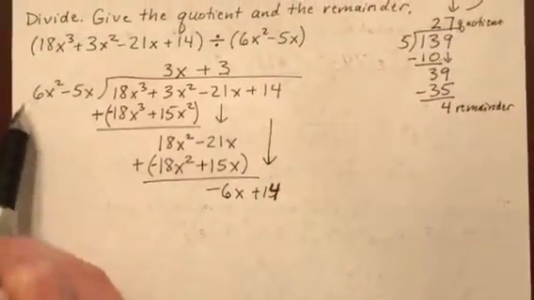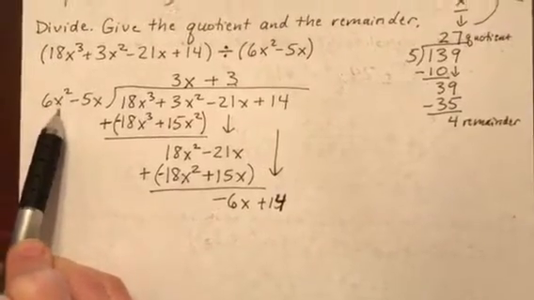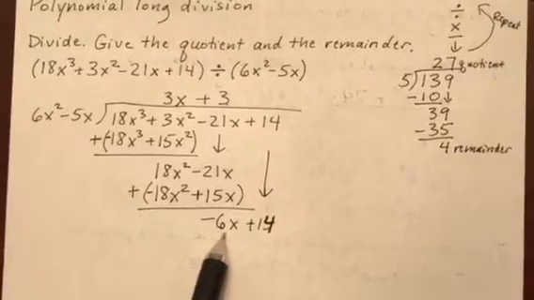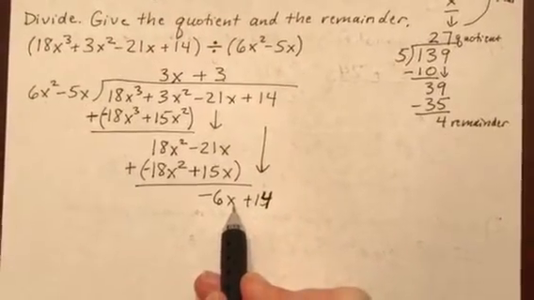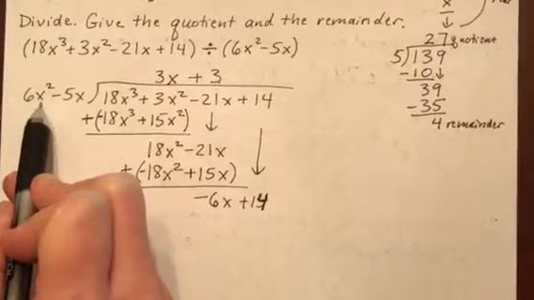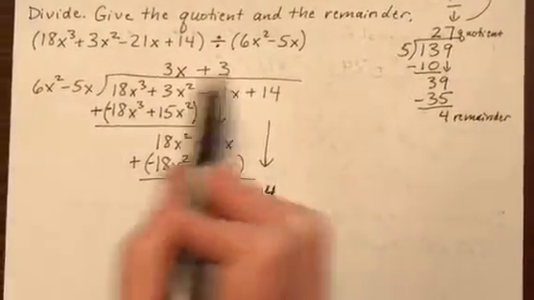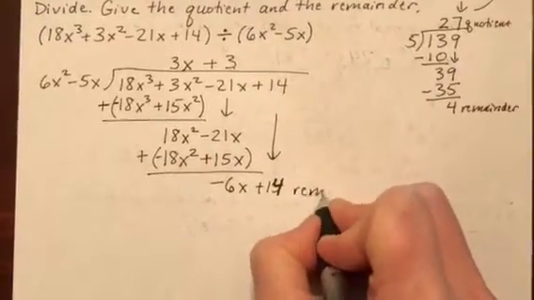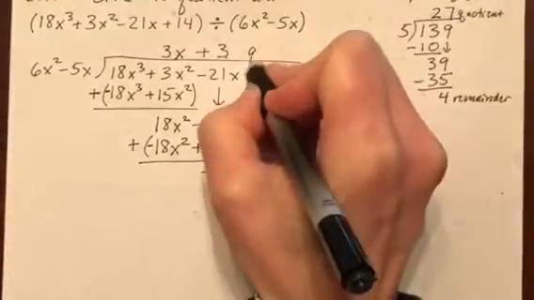Okay, now I take a look at this and I notice that this 6x squared, there's nothing that I could multiply by to get negative 6x because x has a smaller power than x squared. And so that means there's nothing left for me to multiply. This is actually going to be my remainder. And this part up on the top is my quotient.